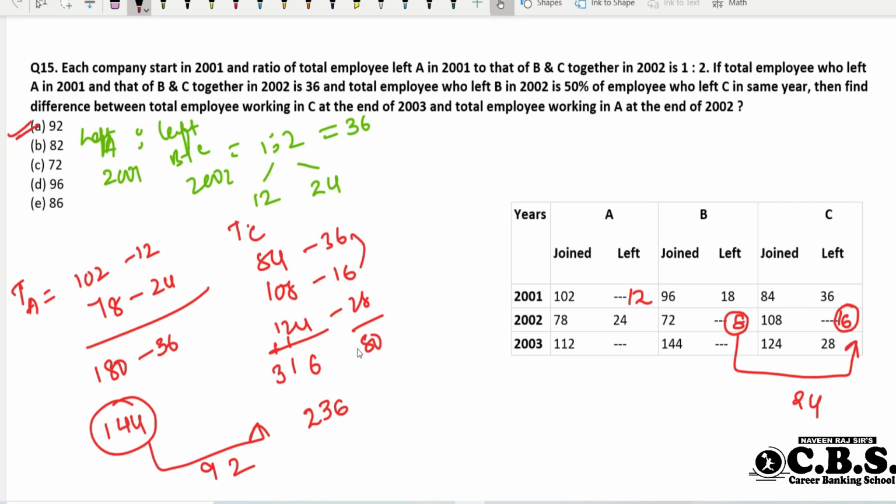That option is the right answer. What is the difference of the employees? 92 is the right answer. Okay, so this is the way to answer the question. He is asking the difference of employees from 2002 to 2003. Okay, let's go for the next question.